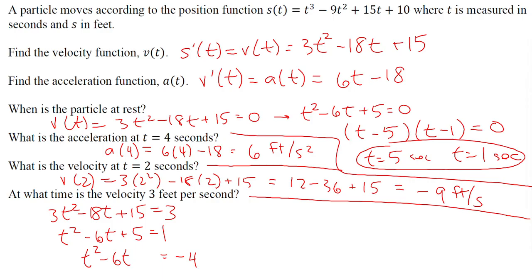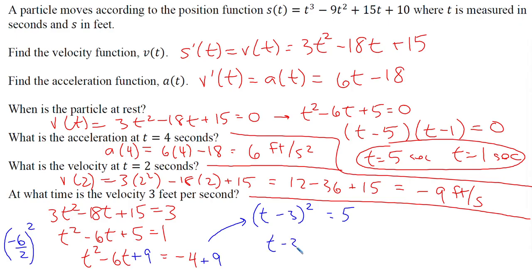And to complete the square, remember that we just take the b value, which is negative 6, divide it by 2, and then square it. So negative 6 over 2 is negative 3, squared is 9. We'll just add 9 to both sides, which is going to give us, when we factor, t minus 3 squared is equal to negative 4 plus 9 is 5. We'll square root both sides to get t minus 3 equals plus or minus root 5, and t equals 3 plus or minus root 5 seconds.